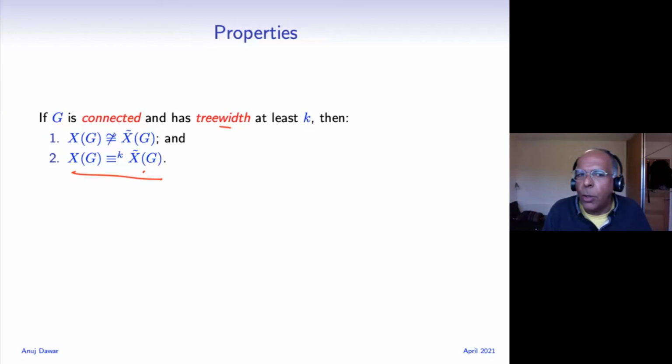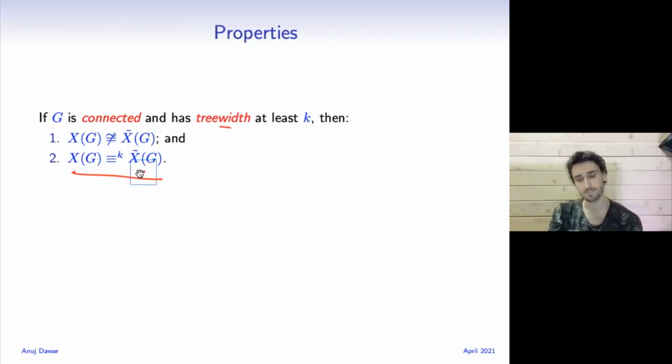So basically, you use the tree width of the underlying graph to lift to this K-pebble bijection game on these graphs X(G) and X tilde of G. Does that make sense? Yeah, it makes sense. Thanks.